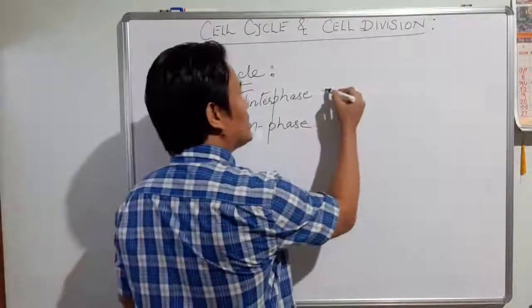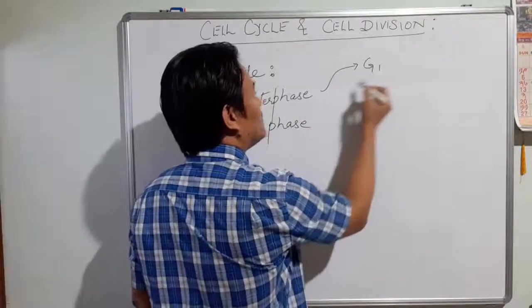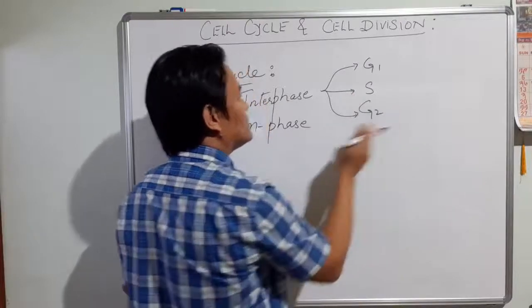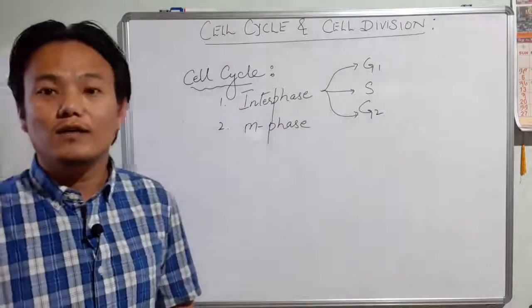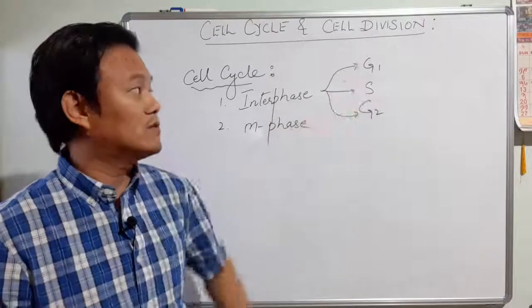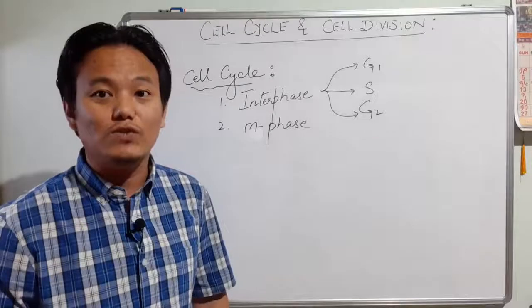So in interphase there are three phases, G1, S and G2 phases, right? It happens in this particular sequence, G1, S and G2 phase.